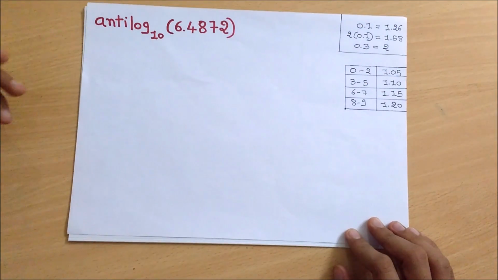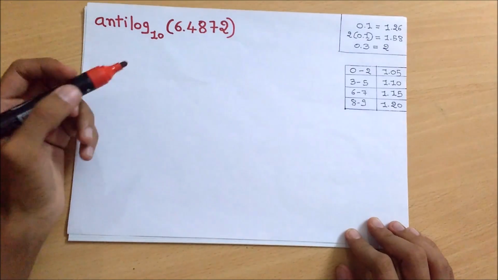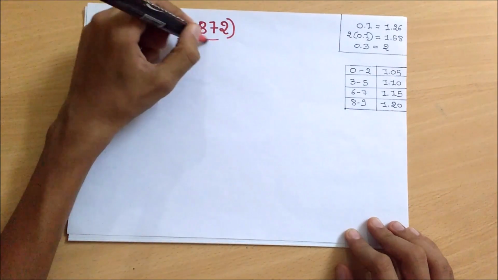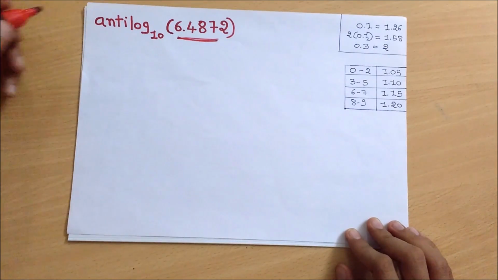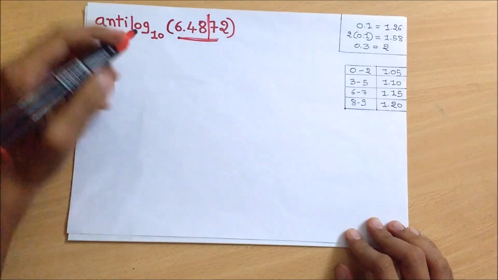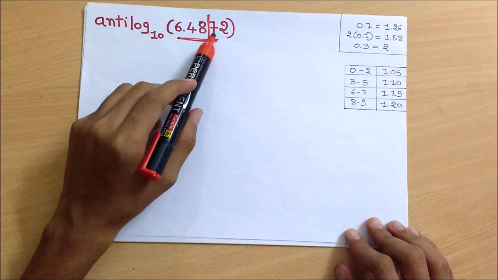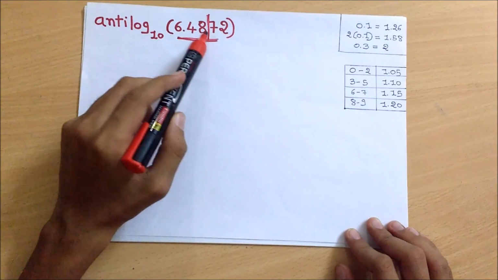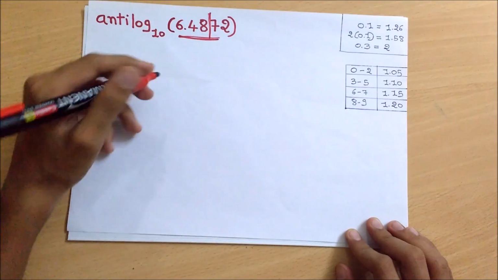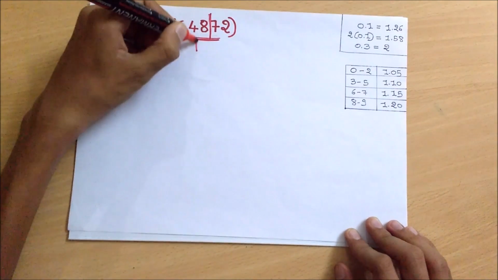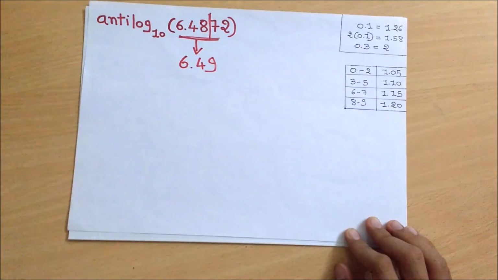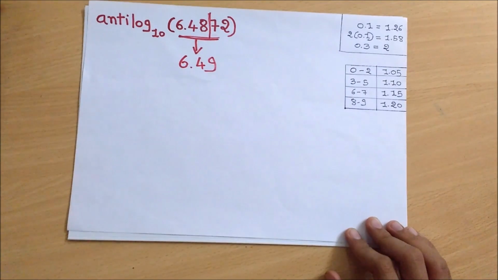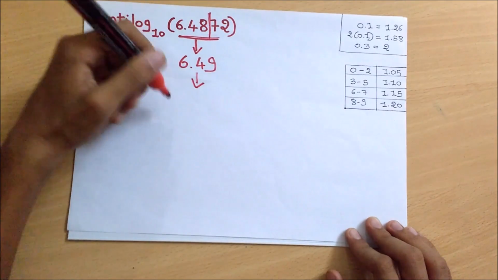Our next example is antilog of 6.4872. Here we have 4 digits after the decimal point. If the third digit after the decimal point is greater than 5, then we will add plus 1 to the second digit. Otherwise we will just ignore it. Here we have to add plus 1 to 8, so it can be estimated as 6.49. Again, it will not have a big impact on the final answer.